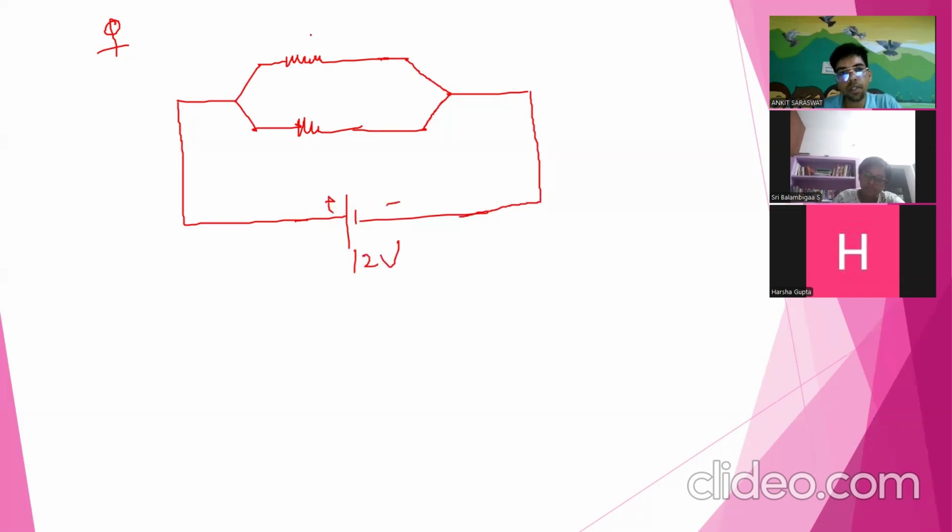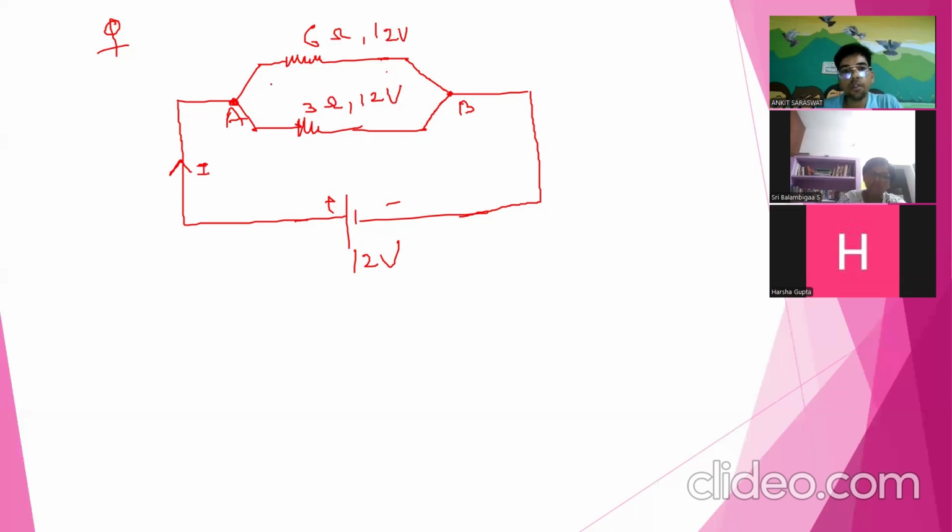Look at here. Resistance is 6 ohm. This is 3 ohm. This is junction. Junction A, junction B. For example, the battery is giving current I. Find the current and the potential drop. Potential will be the same because these are in parallel combination. Here 12, here also 12, here also 12 volt. Clear?